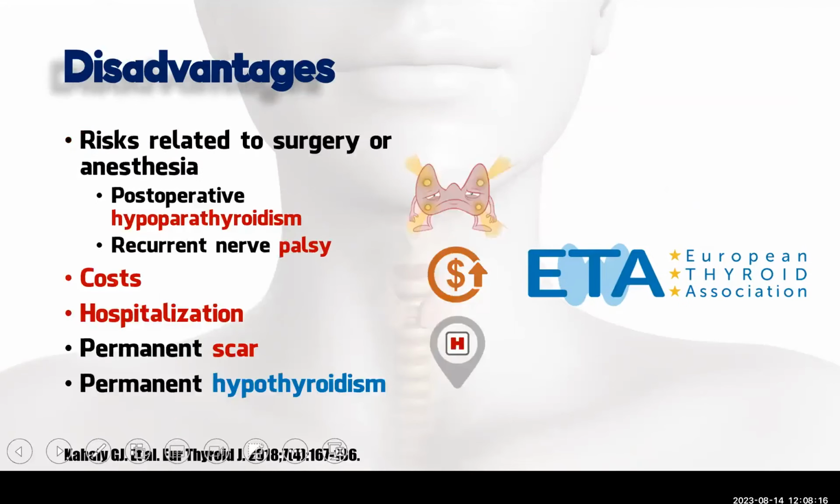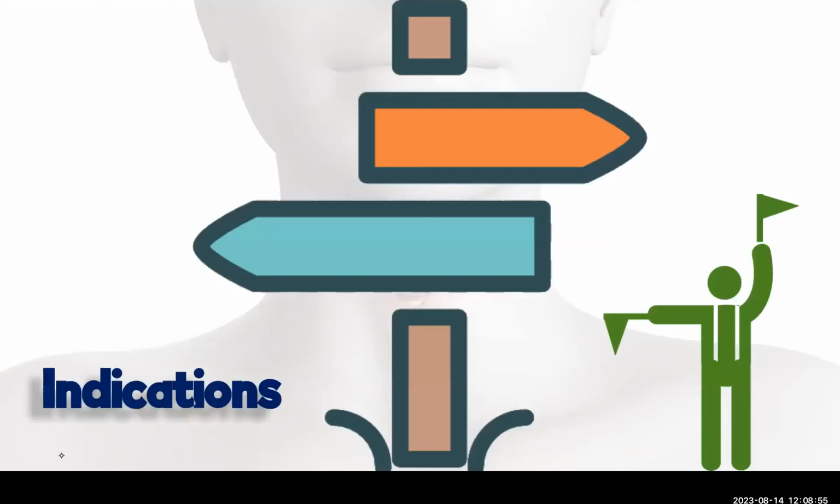However, it has certain disadvantages, because patients may suffer from the complications of thyroidectomy in the form of postoperative hypoparathyroidism or recurrent laryngeal nerve palsy. Definitely, it has the most significant costs. It requires hospitalization. It may produce a permanent scar, and if we consider this a complication, it would lead to permanent hypothyroidism. Compared to medical treatment, surgery gives a chance of achieving remission, and the patient would spend the rest of his life without medications and in euthyroidism.